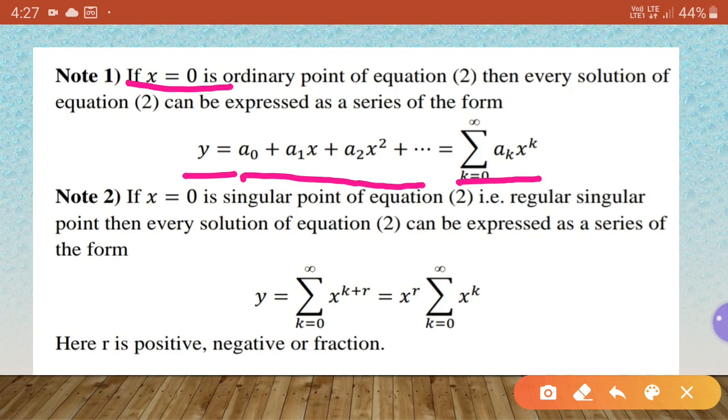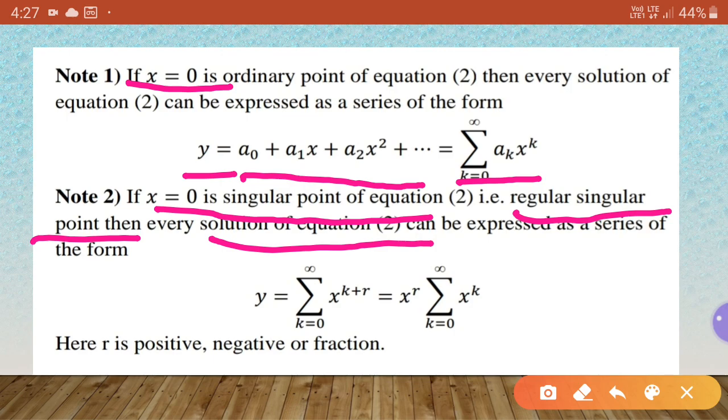Now, the second point: if x equal to 0 is a singular point, that is a regular singular point, then every solution of the equation can be expressed in the form y equal to summation k equal to 0 to infinity of ak x to the power k plus r. Since the summation depends on k, you can take x to the power r outside. Here r can be positive, negative or any fraction.